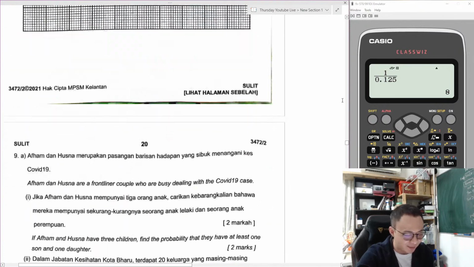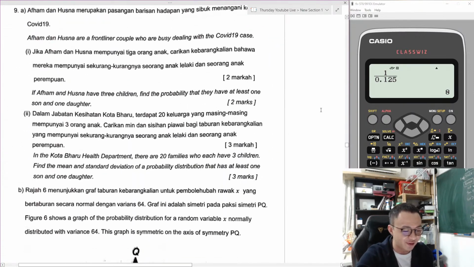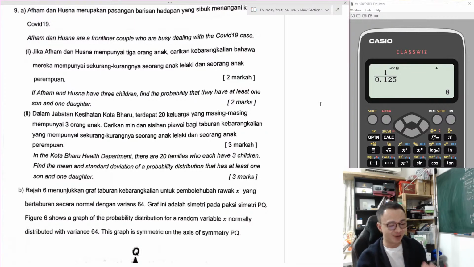Alright, so let's move on. You're going to draw this graph yourself. Okay, then we move on to the next one, probability distribution.